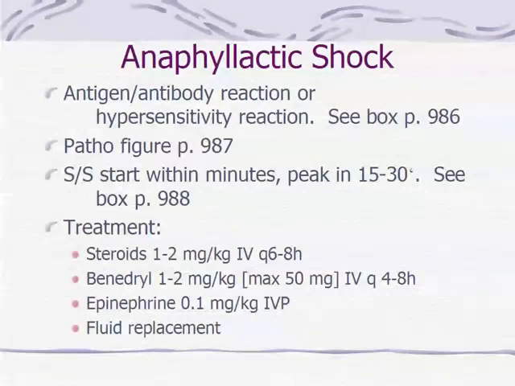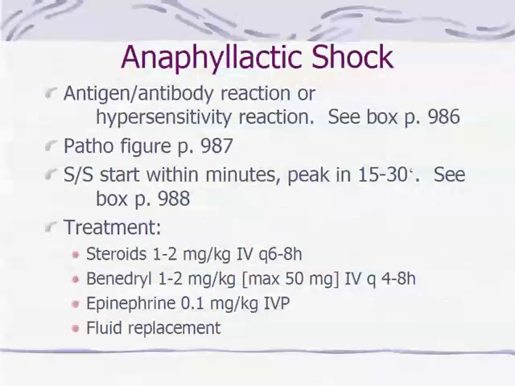Anaphylactic shock is another type of distributive shock. This is an antigen-antibody reaction or a hypersensitivity reaction. This is in a box on page 986. Patho is in a figure on page 987. Symptoms start within minutes, and they peak in 10 to 15 minutes. Remember, it does not occur with the first dose. It occurs with the second dose of anything, usually. And as I said, there's a box on page 988.